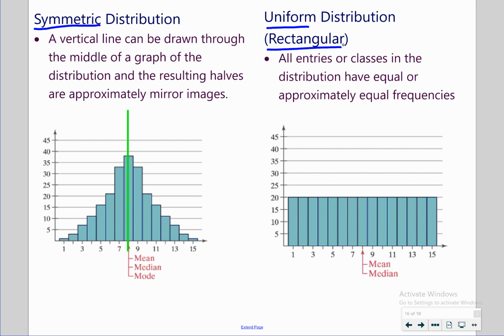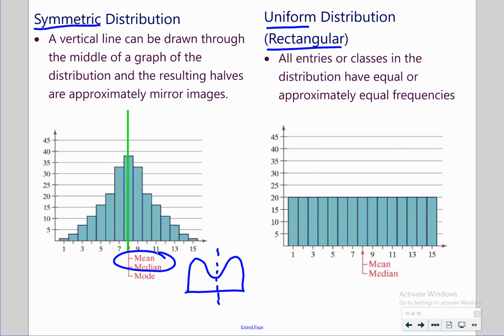Symmetric means it's a mirror image of itself. So it could look like this. It could look like, I don't know, this would be an example of symmetric. As long as I can draw a line down the middle and it's a mirror image on either side, we have a symmetric distribution. Also, I would note in a symmetric distribution, the mean and the median are going to be in the middle. They're going to be pretty close to each other. They might not be exact because it's data, but they're going to be really close. So if you're not sure what kind of distribution you have, you can look at the mean and the median to help you figure that out.